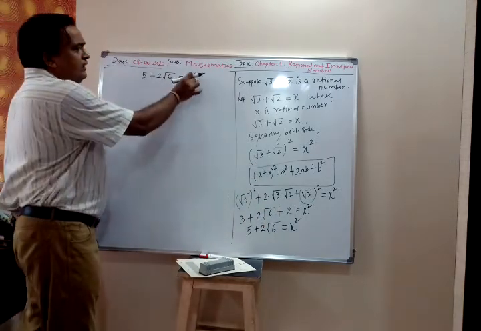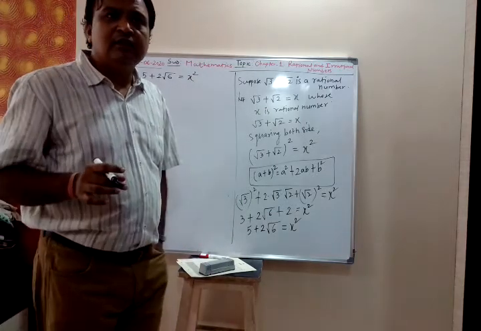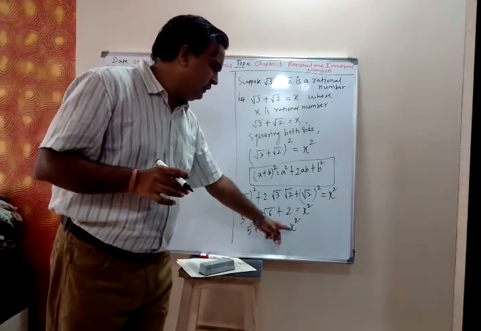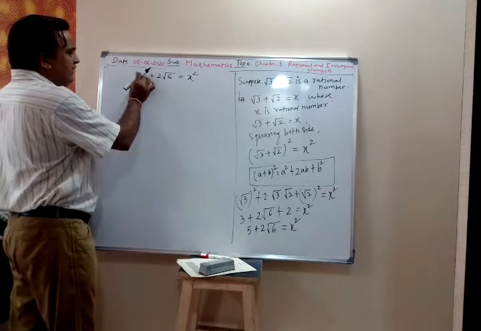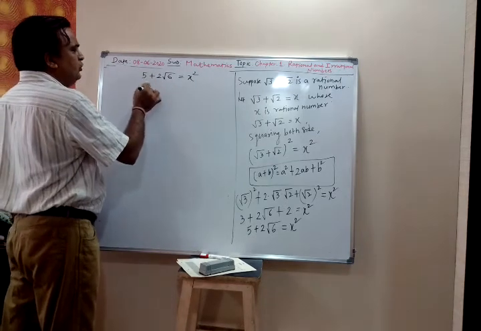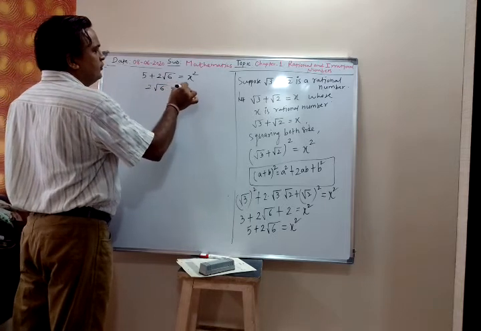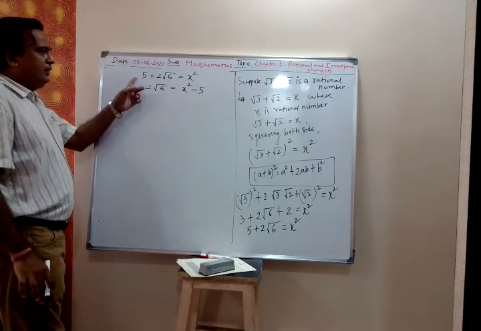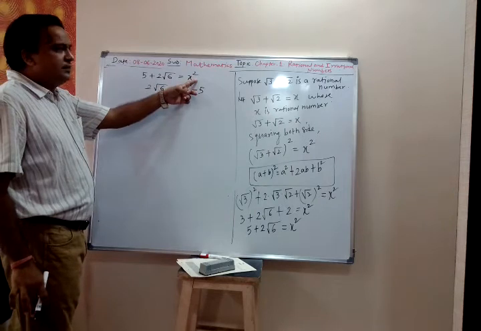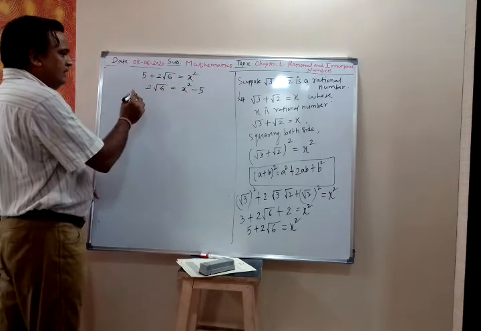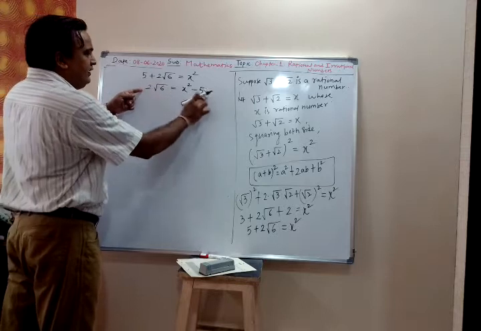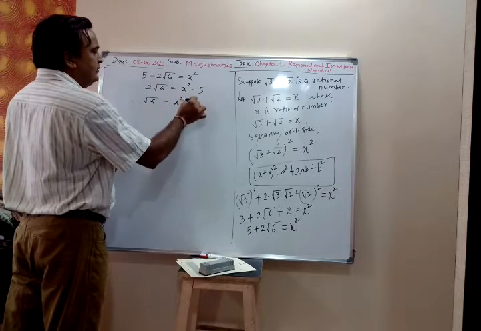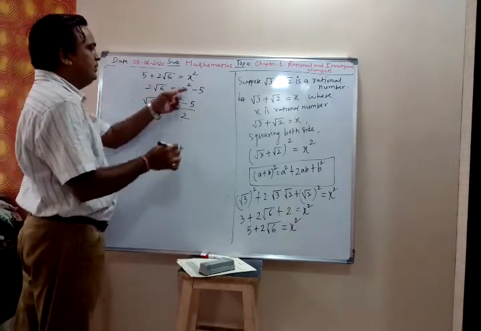Now we take 5 on this side. Next step, repeat the next step. 5 plus 2 root 6 is equal to x square. Now I will take 5 on this side. So 2 root 6 is x square minus 5. We take 5 on this side, the sign will change. Plus becomes minus. Then this I will divide by 2. So root 6 is equal to x square minus 5 upon 2. This 2 I will bring in the denominator.